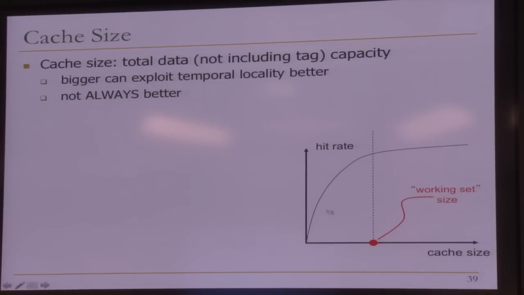If you look at the cache size versus hit rate, this is a very common graph. Basically, your hit rate increases as you increase the cache size, and at some point it saturates. But this is not the only graph. You can have many, many graphs.